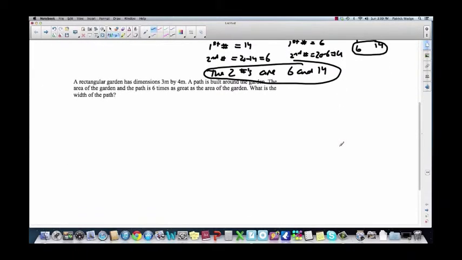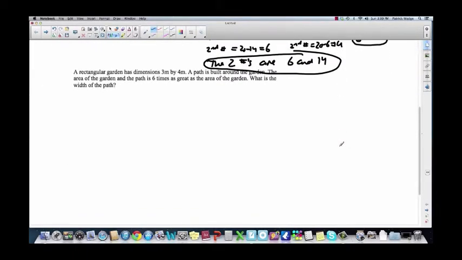Okay, a rectangular garden has dimensions 3 by 4 meters. Well, I know already I'm going to be doing some sketching here, so let's sketch this. Have a garden, and that's pretty square-like, but oh well. We'll call this 3, and we'll call this 4 here. Why did I not write the numbers on the inside? Because there's a path built around it. So here's my path. It goes around the outside like this.